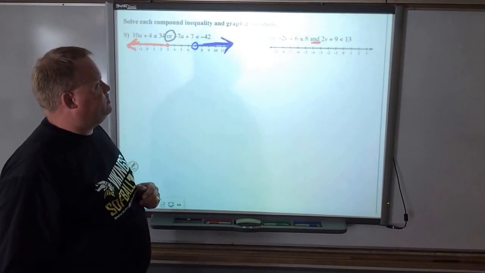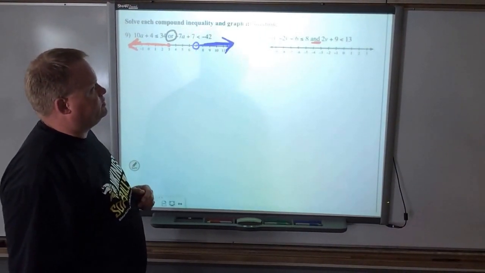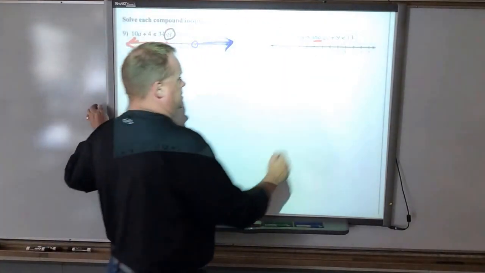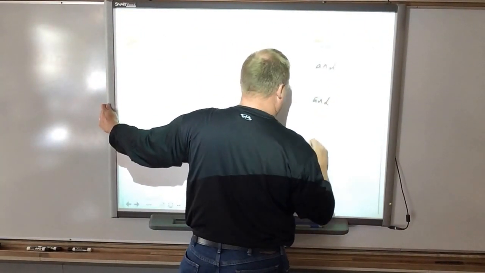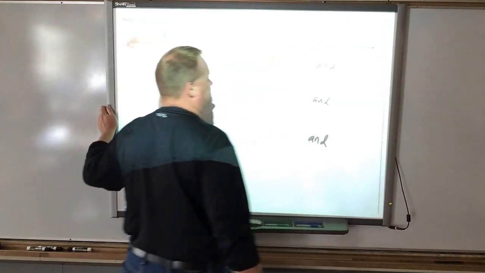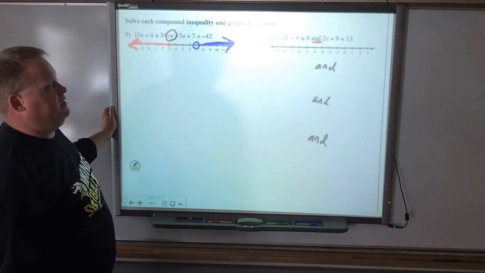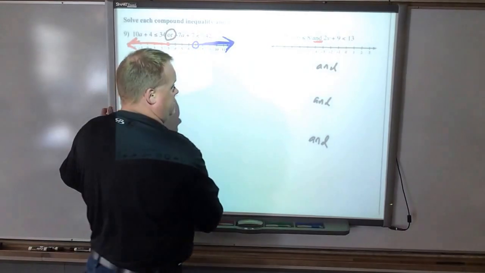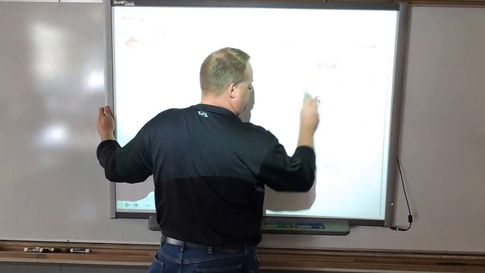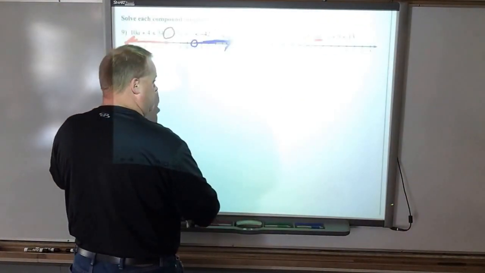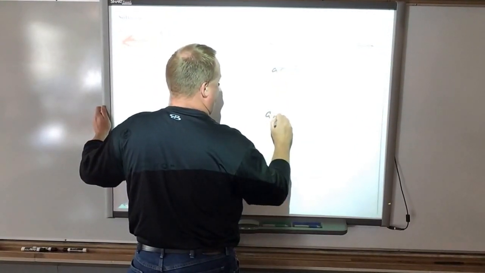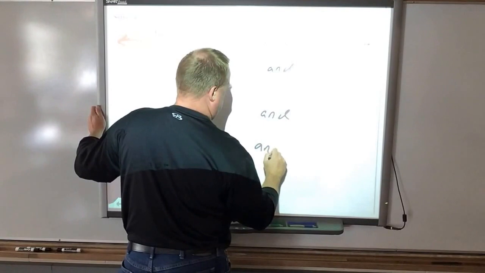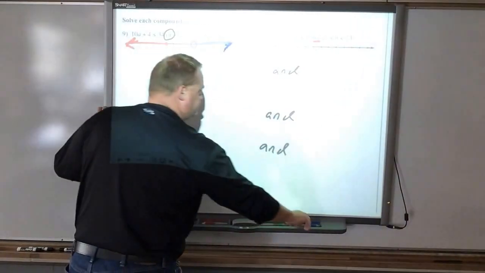I've got negative 2v minus 6 less than or equal to 8. And I'm going to go ahead and write these down, and I don't want to forget them. And 2v plus 9 is less than 13. And I'm going to move this over just a little bit, running myself into a little bit of trouble. Let's do that. All right.